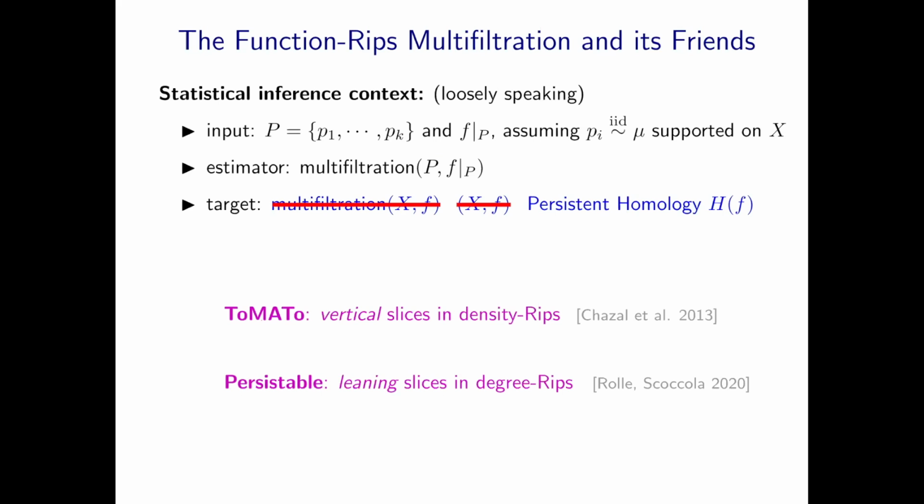It was looking at the density rips bifiltration, taking vertical slices in that bifiltration and showing that as the number of points goes to infinity, you can take the slice that you're taking and move it toward the vertical axis, and as you do that, you're going to converge to the persistent homology of the underlying density function the points were drawn from. In the same vein, there was a more recent result by Rolla and Scoccola in their Persistable paper, in which they are not taking vertical slices, but leaning slices, like diagonal slices. And basically, the slice straightens up as it goes towards the vertical axis.